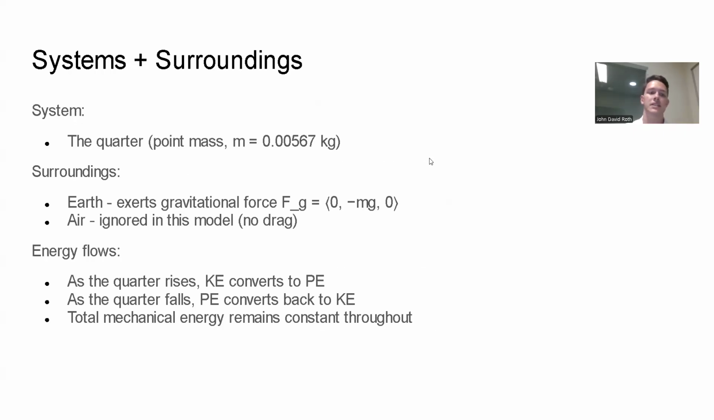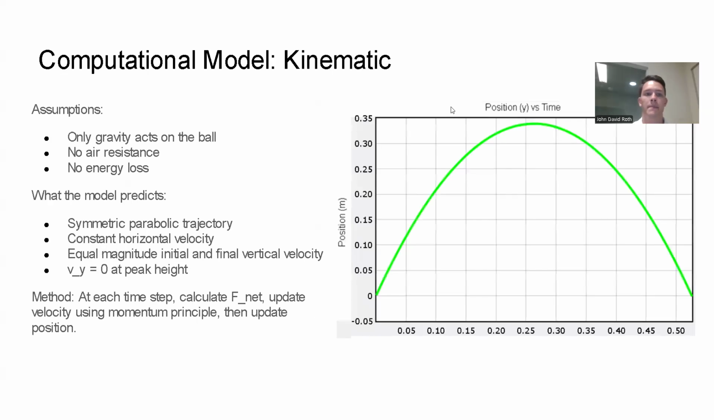Systems and surroundings. The system was the quarter, the surroundings being Earth and the air. But in this model, we did not use any drag, so ignore that. It's important to know that as the quarter rises, kinetic energy converts to potential energy. As the quarter falls, potential energy converts back to kinetic energy. So the total mechanical energy remains constant throughout.